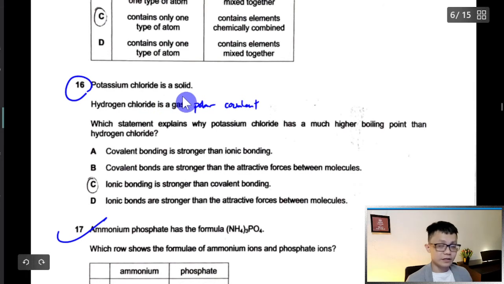Potassium chloride is a solid. Okay, no problem with that. Hydrogen chloride is a gas. Okay, no problem with that. Which statement explains why potassium chloride has a much higher boiling point than hydrogen chloride?